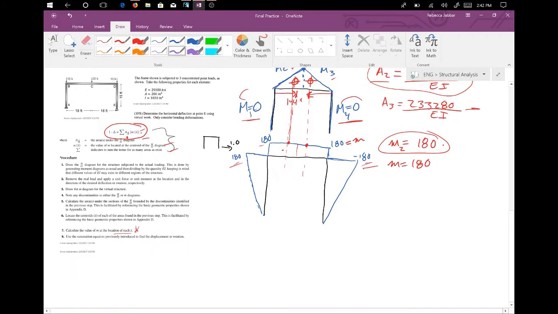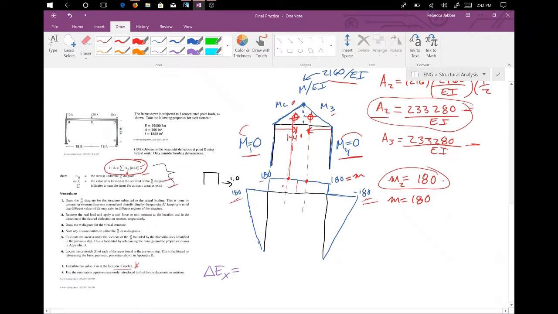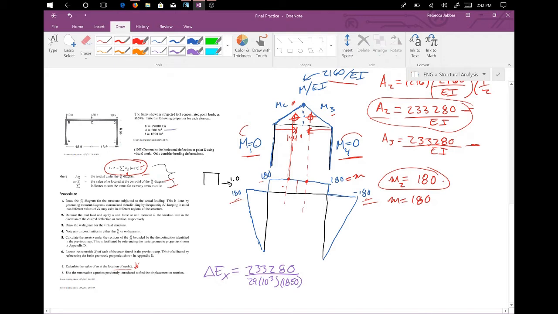Alright, so our deflection at EX is equal to our area, which is 233,280 over EI, 2910 to the third, 1850. Notice we didn't use this.